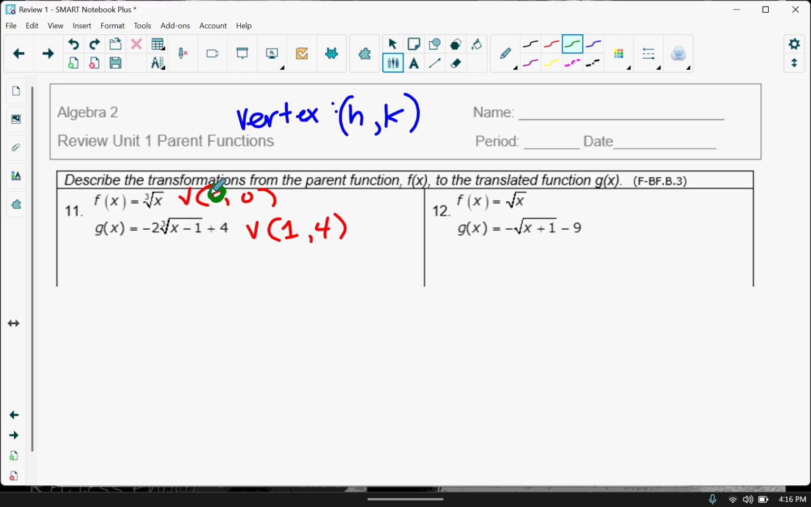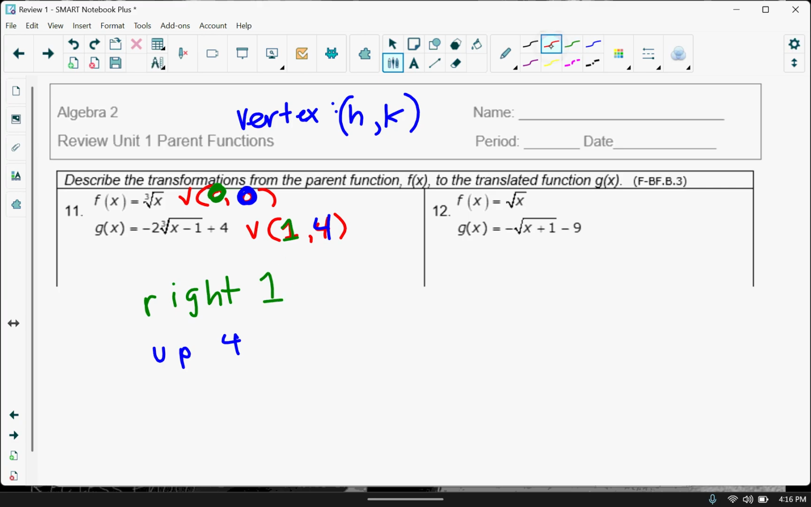So if you're at 0 on the x-axis and you go to 1, that means you went right 1. And you can draw it out if you need to. I don't really care. Now, if you look at the y's, you compare the y's with the y's. So if you started at 0 and you went to 4, that's going to be up 4. It's going to be right 1 and up 4.